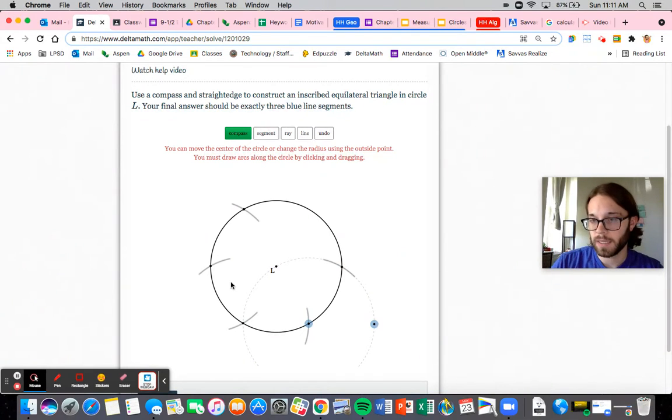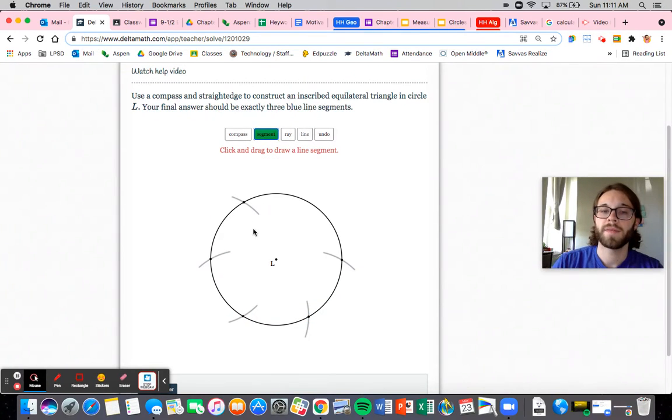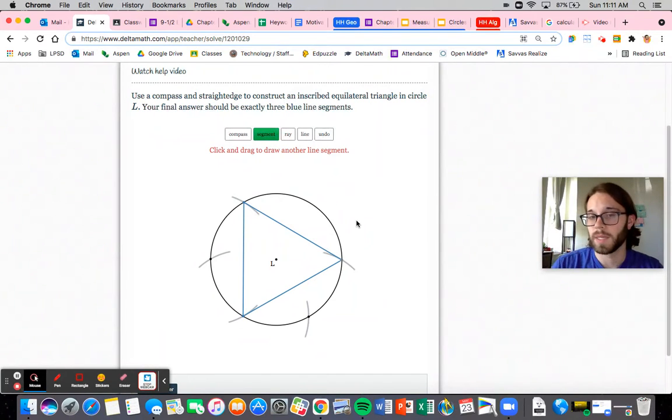But it makes sense that this is going to create a bunch of equidistant segments if I then draw in the segments, right? So now that I have these all the way around, I could have done one more, but I don't need to, right? So I'm going to draw my segments, right? And assuming I did this correctly, all of these should be the same distance.